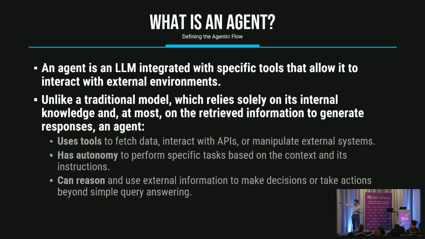So an agent uses tools to fetch data, to interact with APIs, to manipulate external systems, and it has autonomy to perform tasks based on the context and, of course, the system instructions. It can somehow reason, and it definitely can use external information to make decisions or take actions.